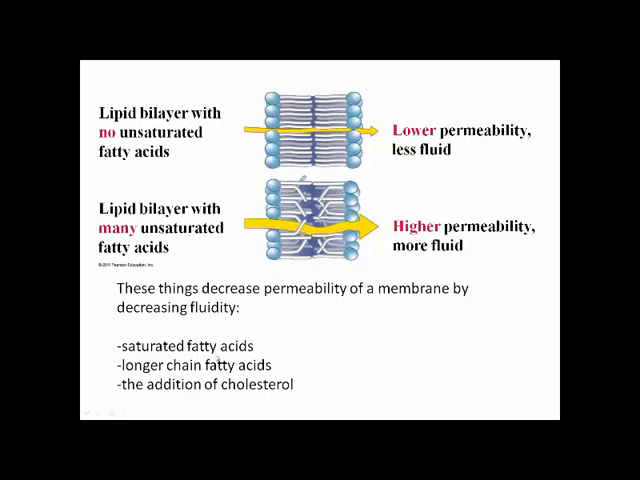These three things decrease permeability of a membrane because they decrease fluidity: saturated fatty acids, longer fatty acid chains, and also the addition of cholesterol. It's easy for a membrane to very quickly put cholesterol in here, little plugs of cholesterol, to decrease fluidity. So you're going to find different contents of fatty acids in the phospholipids depending on the degree to which the membrane needs to be considerably more permeable.